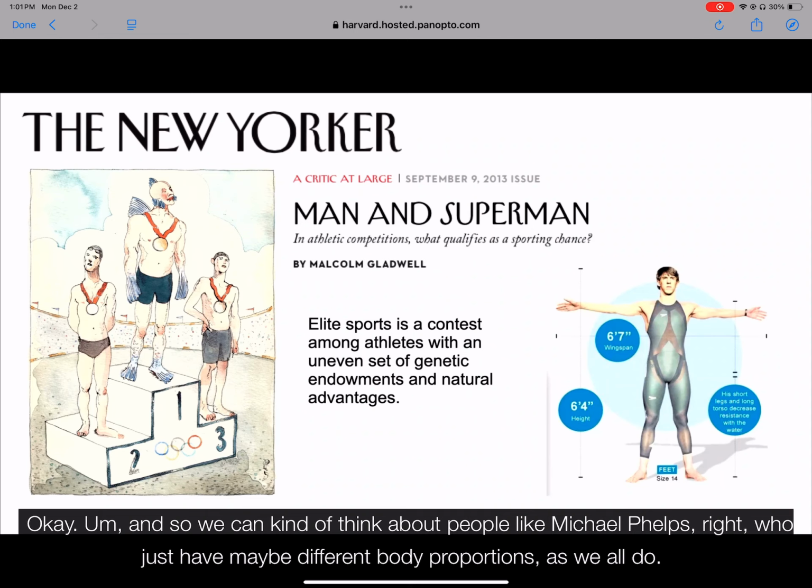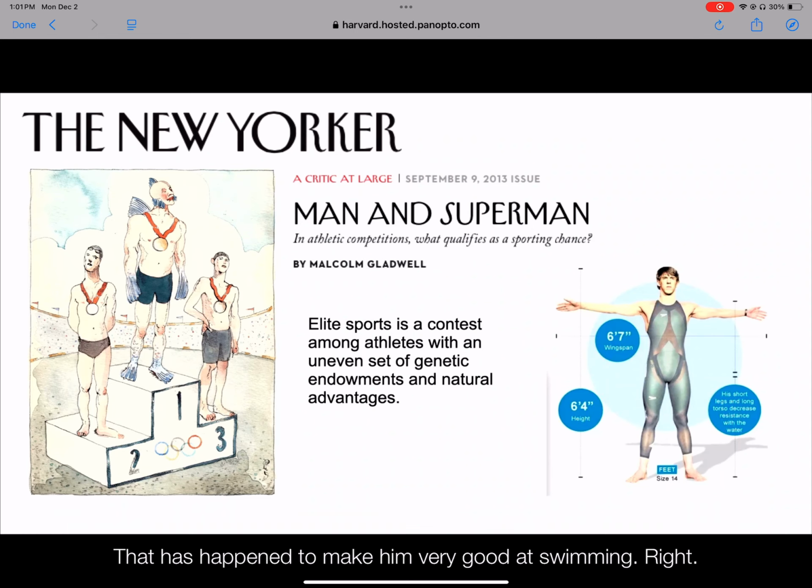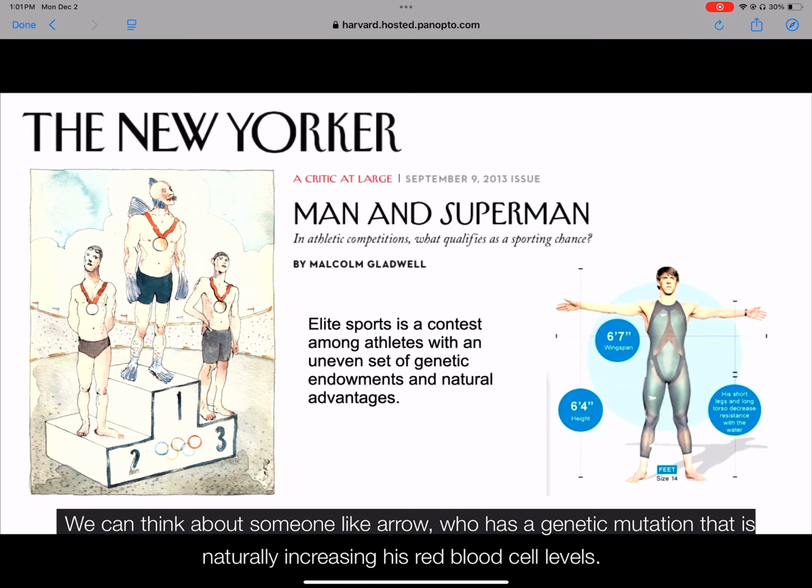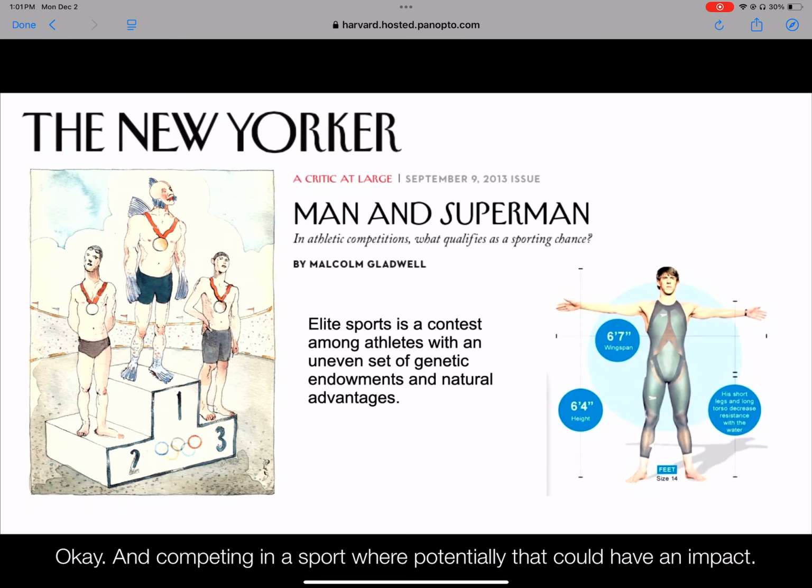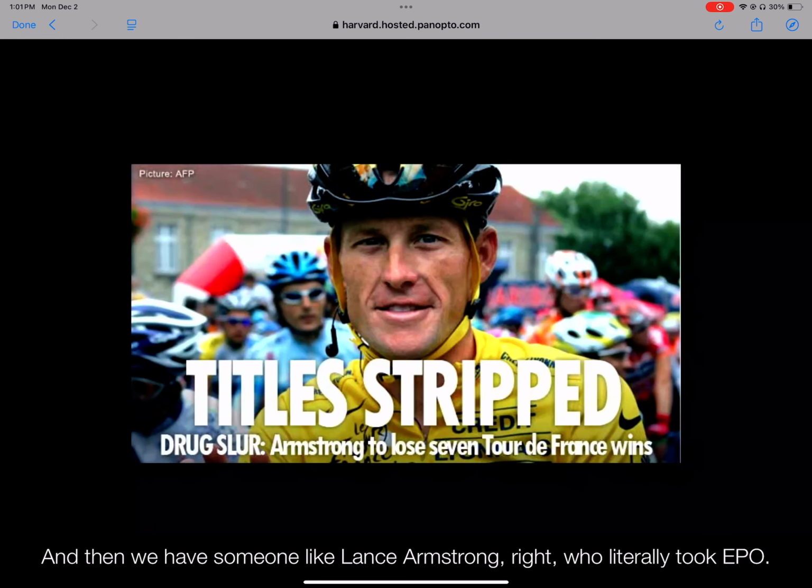And so we can think about people like Michael Phelps, who just have different body proportions, as we all do, that happened to make him very good at swimming. We can think about someone like Eero, who has a genetic mutation that is naturally increasing his red blood cell levels, and competing in a sport where potentially that could have an impact. And then we have someone like Lance Armstrong, who literally took EPO.